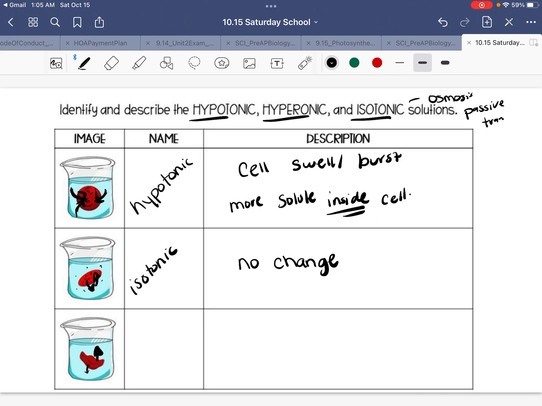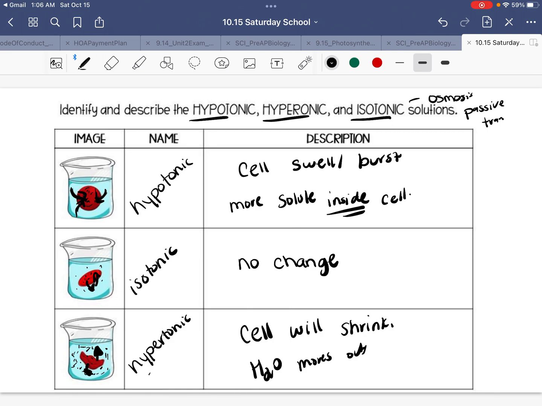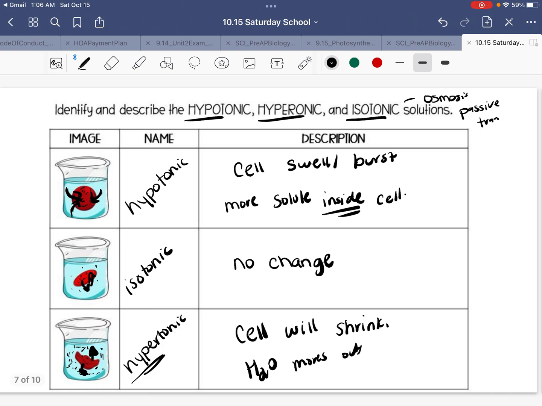Our last one, remember our arrows pointing out. You think of that hyper little kid. So this is a hypertonic solution. In a hypertonic solution, there is way more solute on the outside than inside the cell. So that's why water goes out. Because the cell is losing water, the cell will shrink. So when you see the word hypertonic, think of a hyper little kid that needs to go play outside. These are called tonicity. You have to know how the water moves and how it looks. That'll help you out a lot for Unit 4.